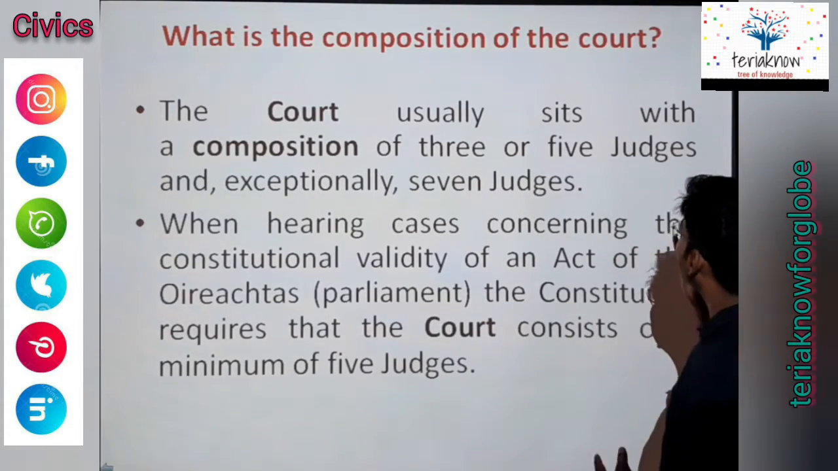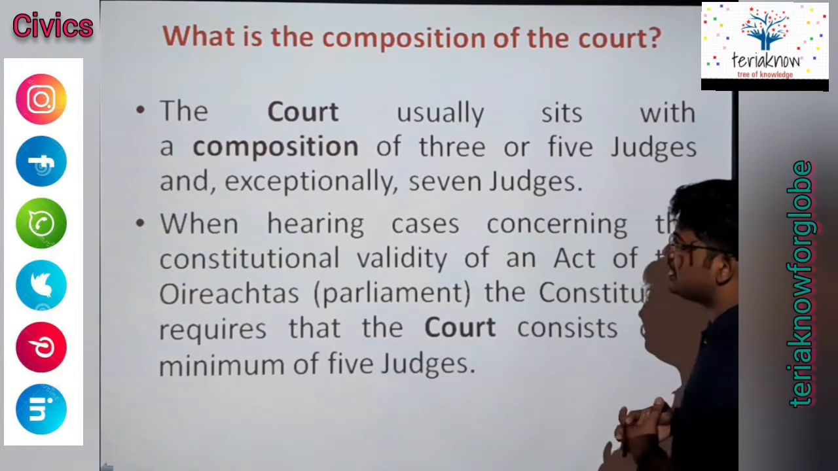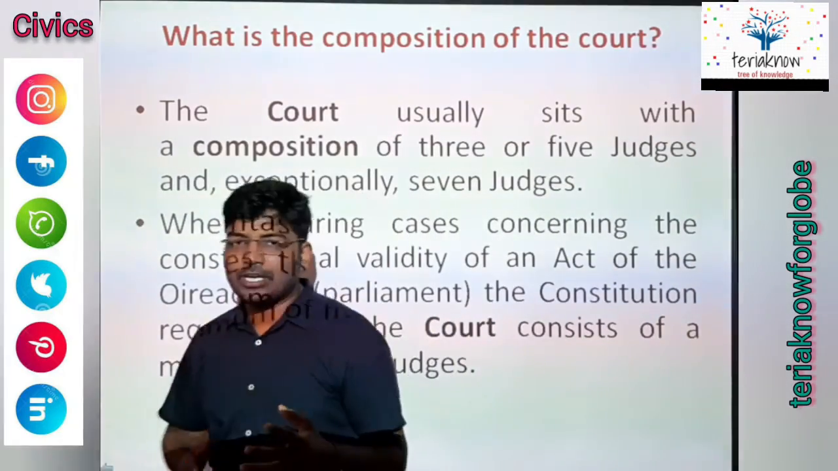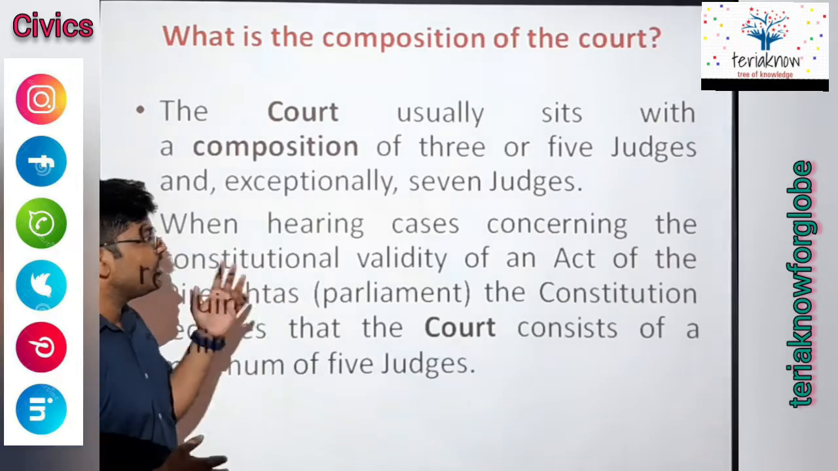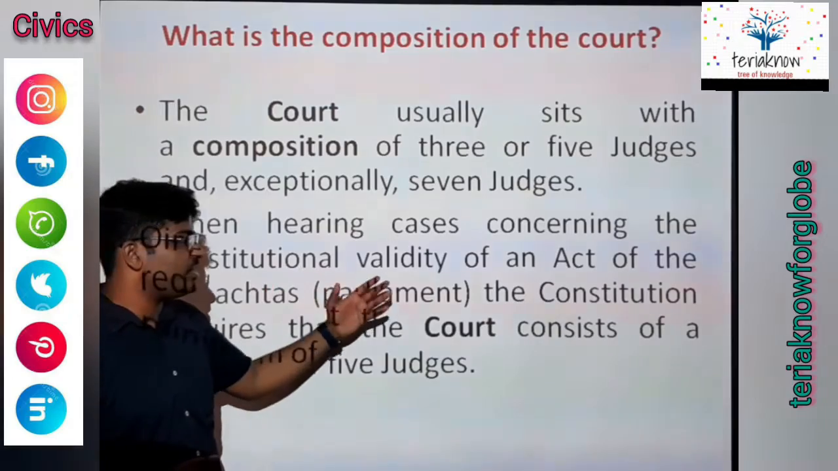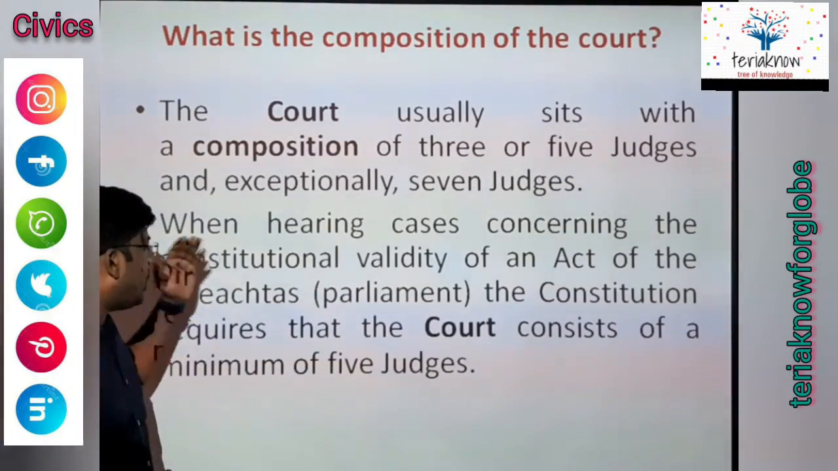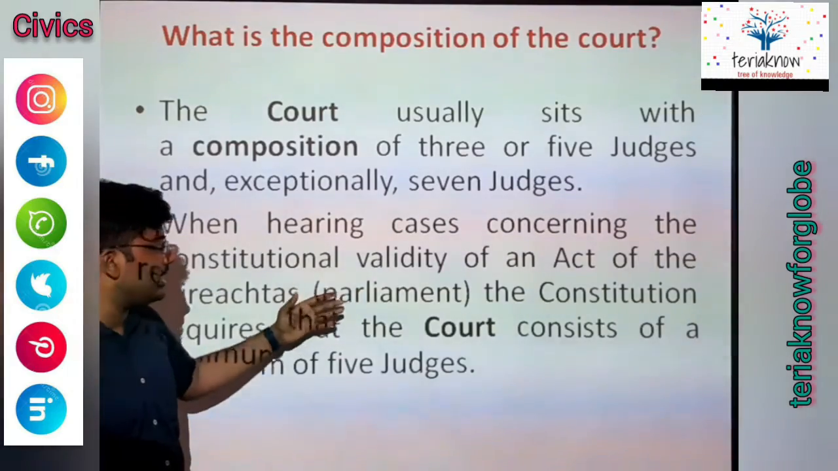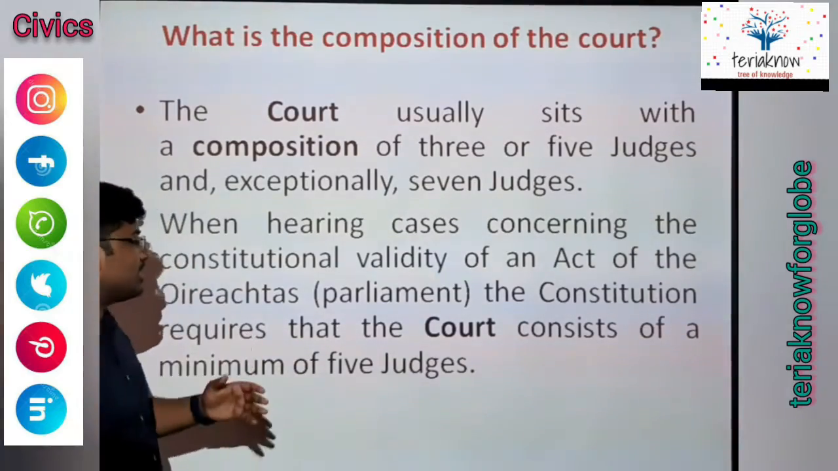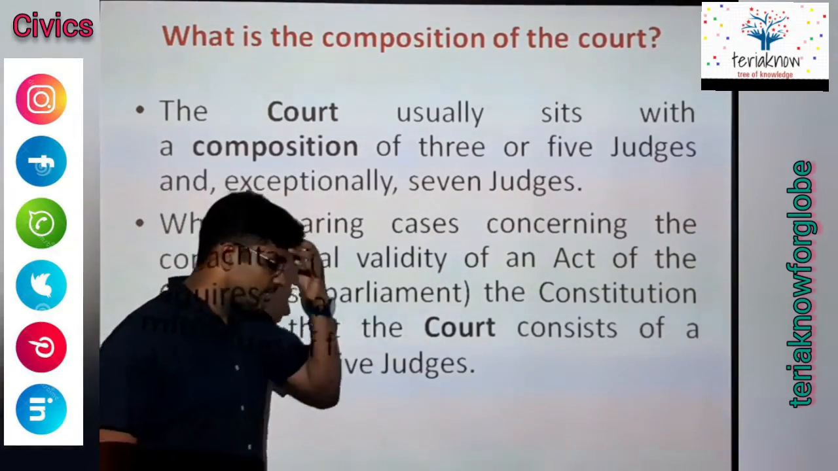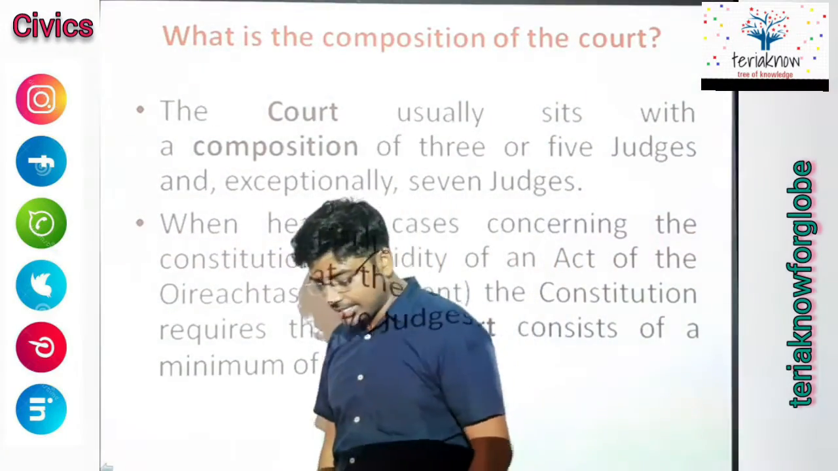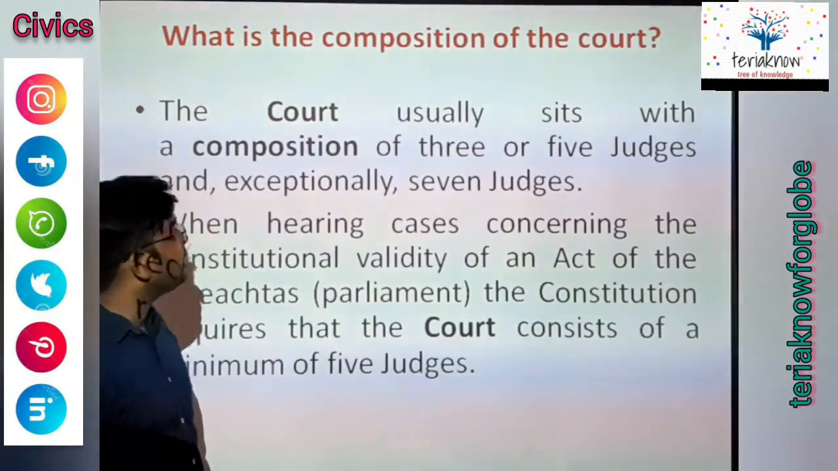The court usually sits with a composition of 3 or 5 judges and exceptionally 7 judges. या तो 3, 5 और कभी-कभी 7 जज होते हैं, 7 judges they used to sit. When hearing cases concerning the constitutional validity of an act of Parliament in India, the Constitution requires that the court consists of a minimum of 5 judges. That is the requirement of the composition of the court.